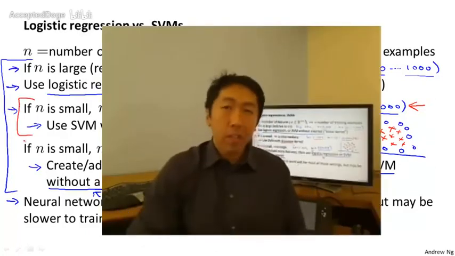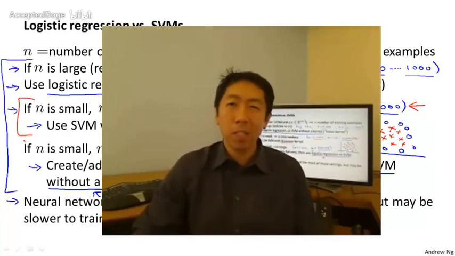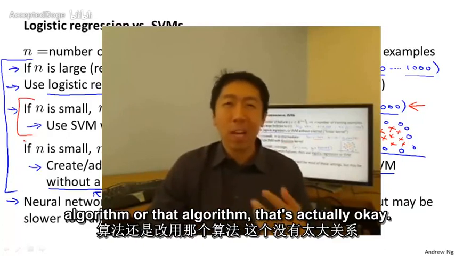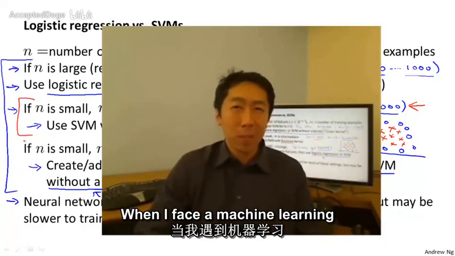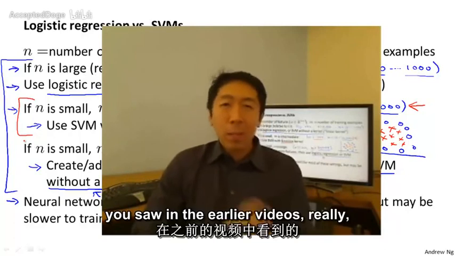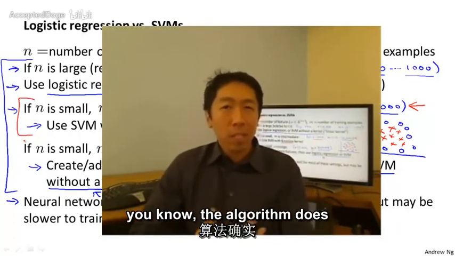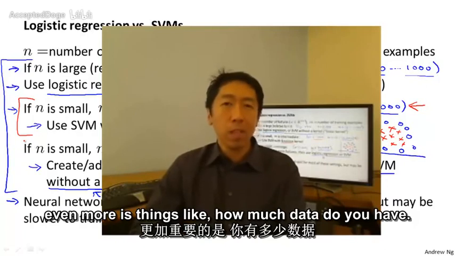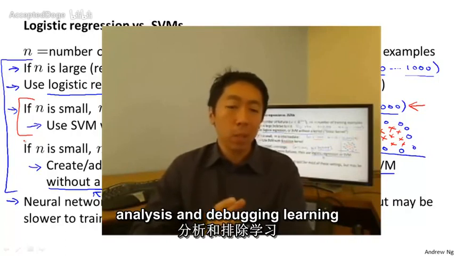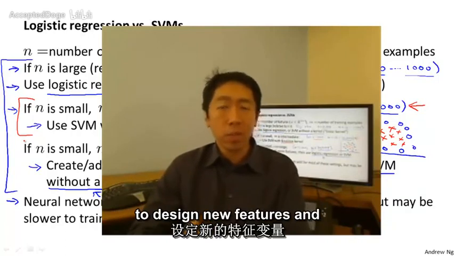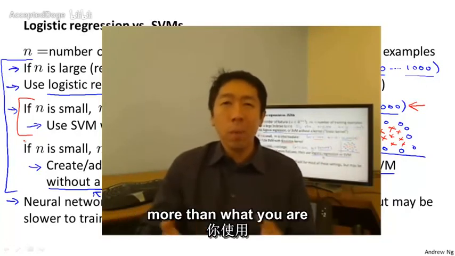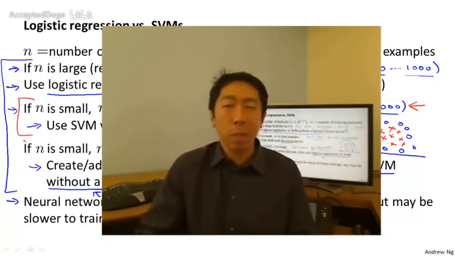In case the guidelines I gave here seem a little bit vague, and you're looking at some problems and you feel like the guidelines are a bit vague, and you're still not entirely sure whether you should use this algorithm or that algorithm, that's actually okay. When I face a machine learning problem, sometimes it's just not clear what is the best algorithm to use. But as we saw in earlier videos, the algorithm does matter, but what often matters even more is how much data you have, and how good you are at doing error analysis and debugging learning algorithms, figuring out how to design new features, or figuring out what other features to give your learning algorithm and so on. And often those things will matter more than whether you are using logistic regression or an SVM.